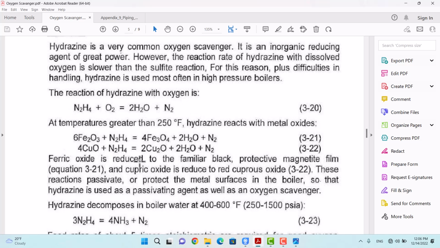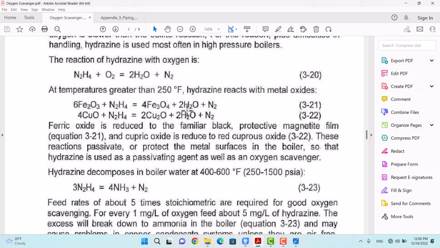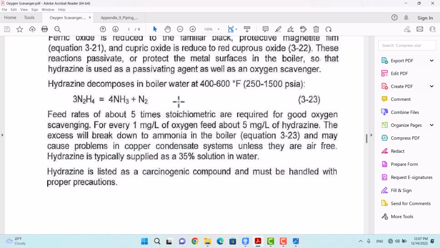So, to summarize, hydrazine is a good oxygen scavenger. It does two functions. The first is to remove oxygen, and the second is that it acts as a good passivating agent. Here we should be careful with the feed rate of hydrazine, because an excess amount of hydrazine might cause problems and have destructive impacts on copper alloys, as stated here.